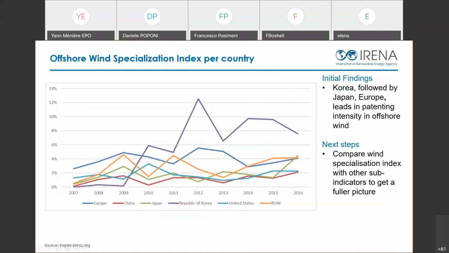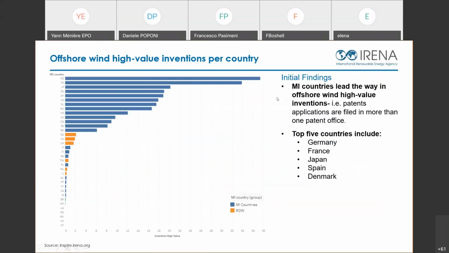We also see that Korea actually is the country with the highest share of offshore wind patents compared to all wind patents in general. So they are more specialized in offshore wind than other countries. But if we look at the patents that are considered of high value, then here we see again Europe taking the lead, where we have Germany, France, Spain, Denmark in the top 5. And all MI countries, Mission Innovation countries, are also very active in general.